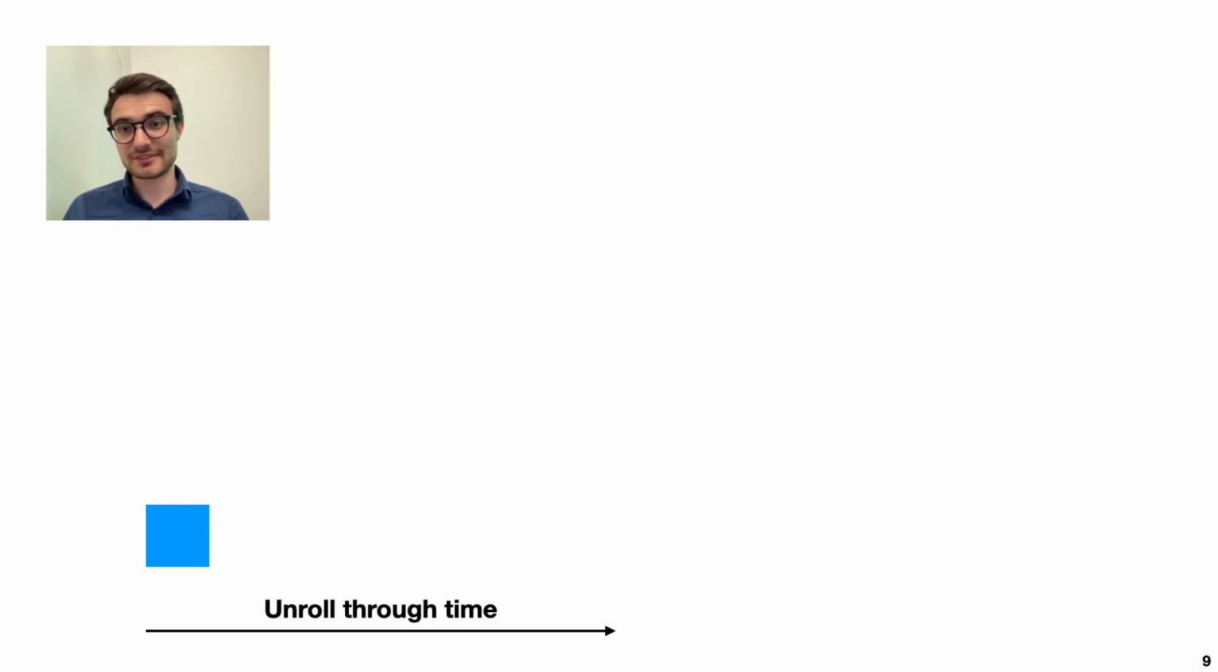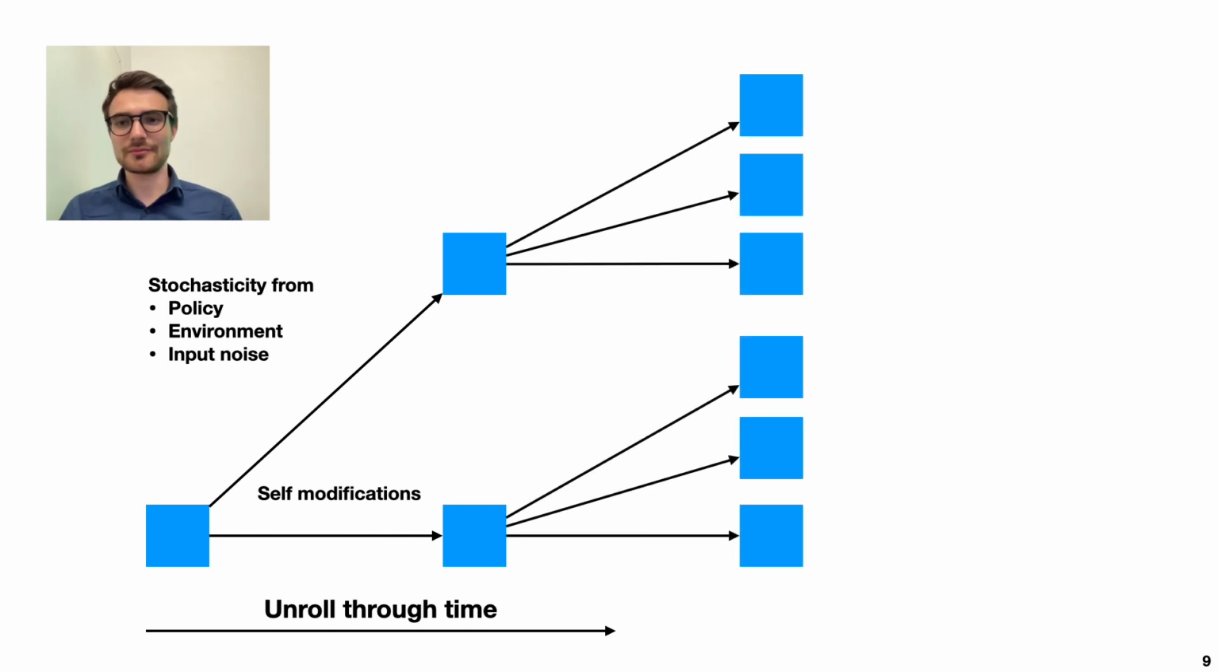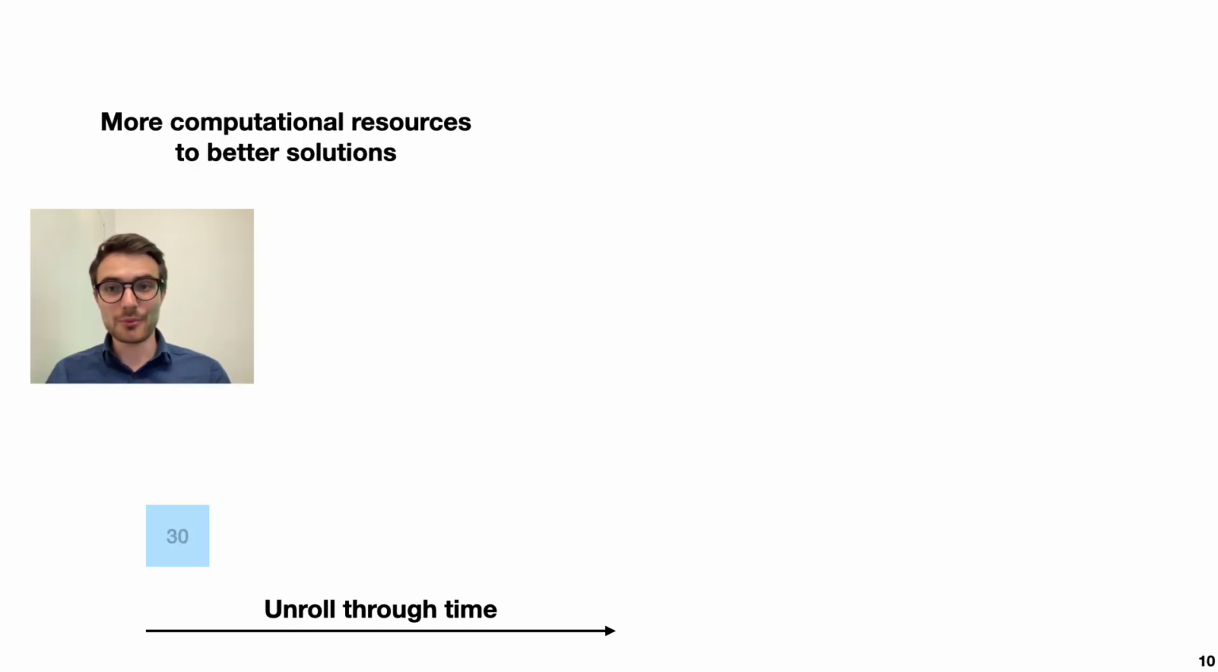As before, the system starts with some initialization, which is now not optimized, but random, and executes self-modifications. Crucially, each self-modification is stochastic due to the randomness in the policy, environment, or explicit input noise. And this creates a tree of branching solutions. And how these solutions are created is encoded in the self-referential system itself. But of course, we don't want to continue execution of all of these solutions. Instead, we want to ensure that self-modifications that work well reinforce themselves.